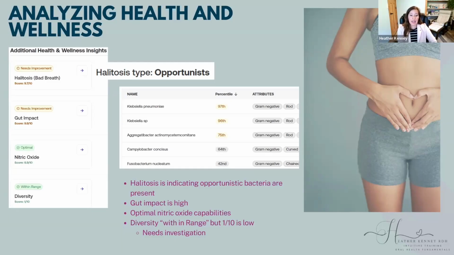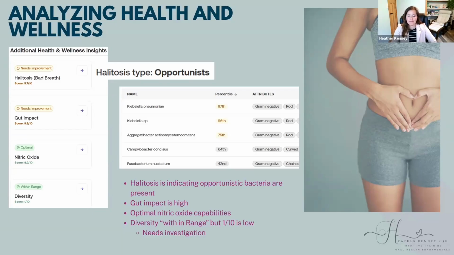I am speaking at the IOMT, and I'm talking about oral dysbiosis by overgrowth of some of these species, and Klebsiella is one of those that I'll be covering for that. But Klebsiella pneumoniae and Klebsiella species is driving that gut impact score along with AA, Campylobacter, and Fusobacterium. So we have 3 pretty big players, 4 or 5 big players that can impact gut health for our patients as well. Her nitric oxide score looks decent.